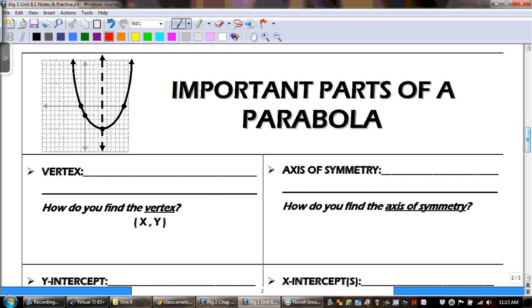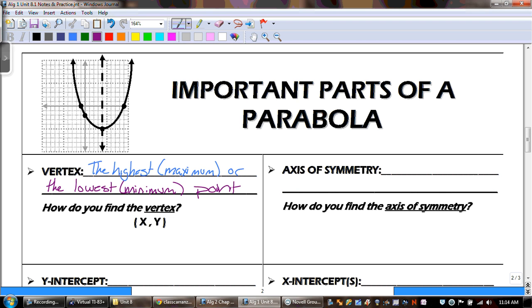So let's talk about some important parts of the parabola. First is the vertex. The vertex is the highest point, which we would say is the maximum, or the lowest point, which would be the minimum. So it's either the highest or the lowest point.